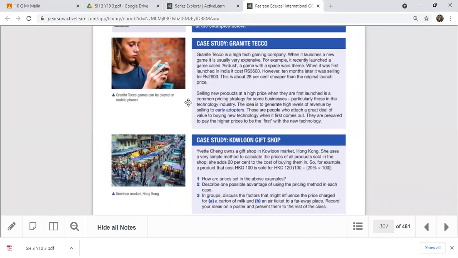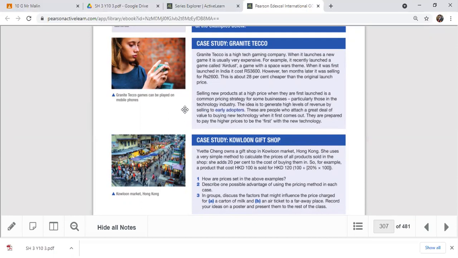And you can see when the new iPhone is released, they are doing this, right? When the new model comes, they charge a high price. But eventually, after 10 months, 1 year, 2 years, you can see the market value will go down. The price will go down. Particularly in the technology industry, this type of strategy, called the skimming strategy, is very popular and very common. The idea is to generate a high level of revenue by selling to early adopters.